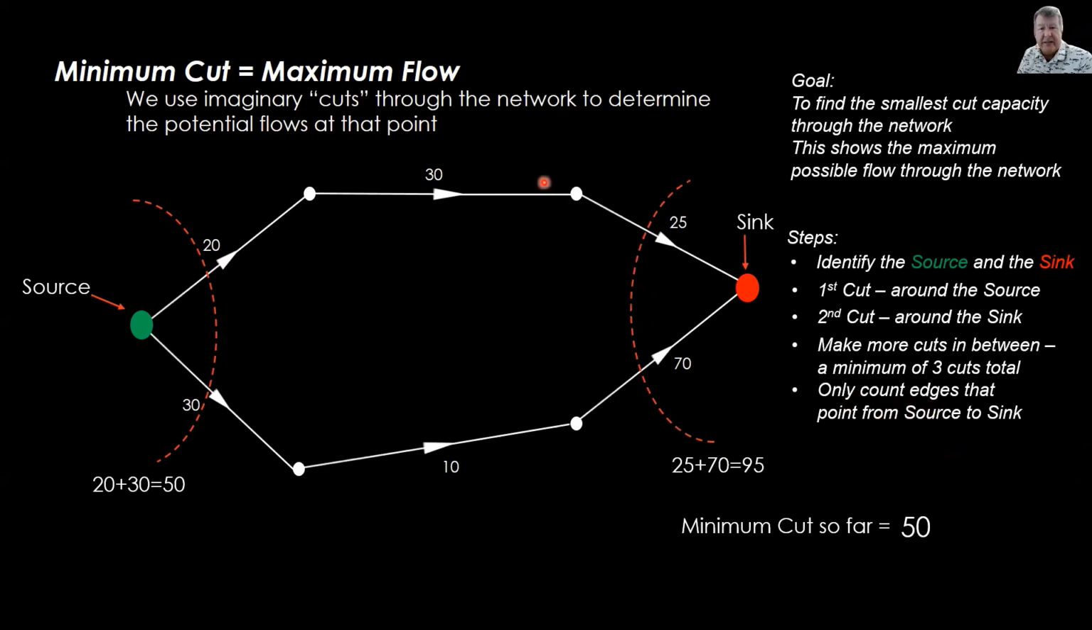So let's put some more cuts in the middle here. Here's one, straight through the middle. We've got 30 there, 10 there. 30 plus 10 is 40. Well, you can see 40 is going to be less. So 40 is less than 50. So we've changed that.